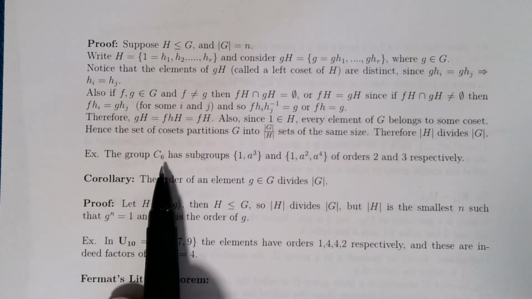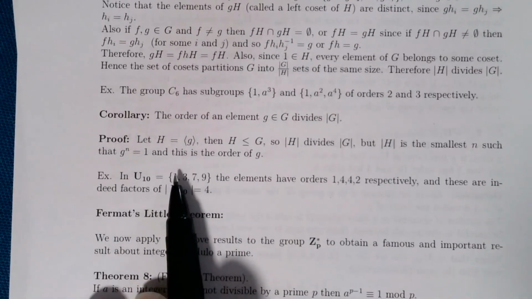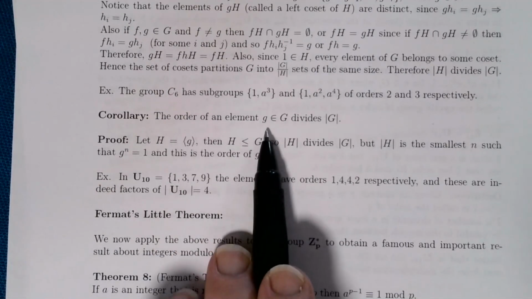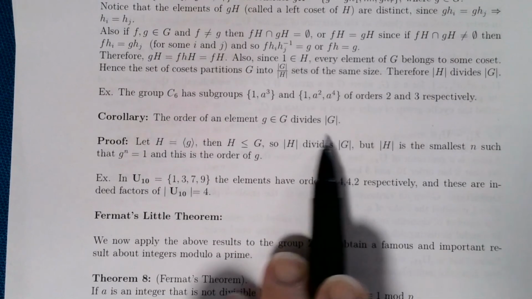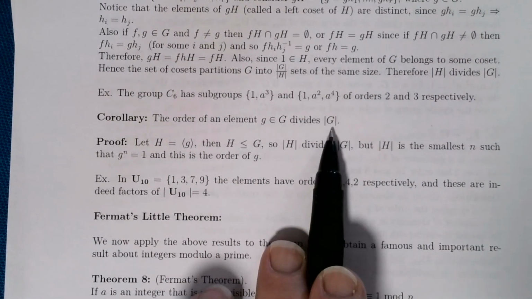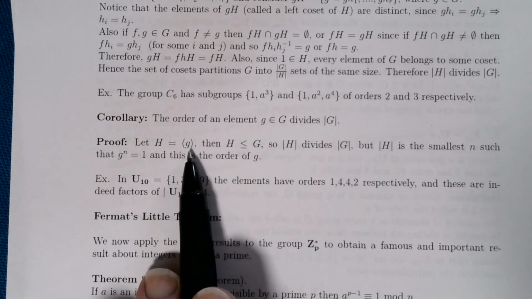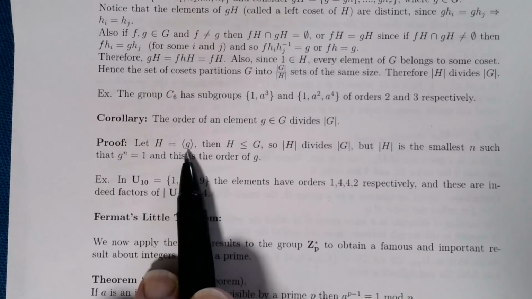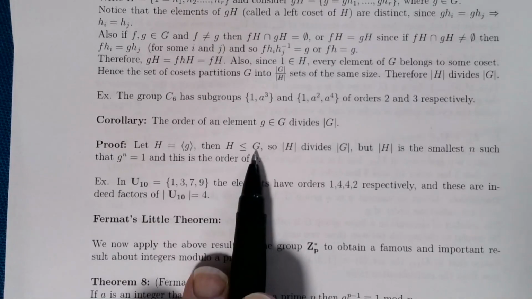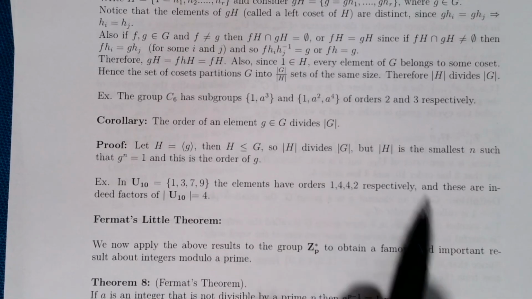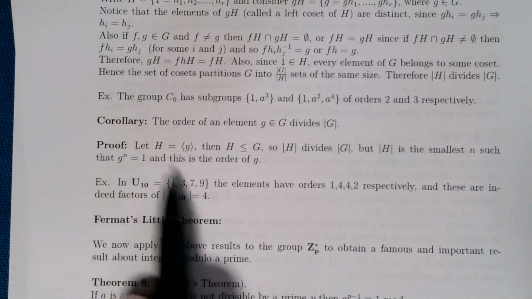And just to finish up with a little corollary here, the order of an element g divides the order of the group. That's a very nice fact as well, and the proof of that is easy. We simply take our element g, and take the group generated by that one, call that H. H is a subgroup of G, and so the size of H divides the size of G. But of course the size of H is the smallest n such that g to the n is 1, but that's precisely the order of g.